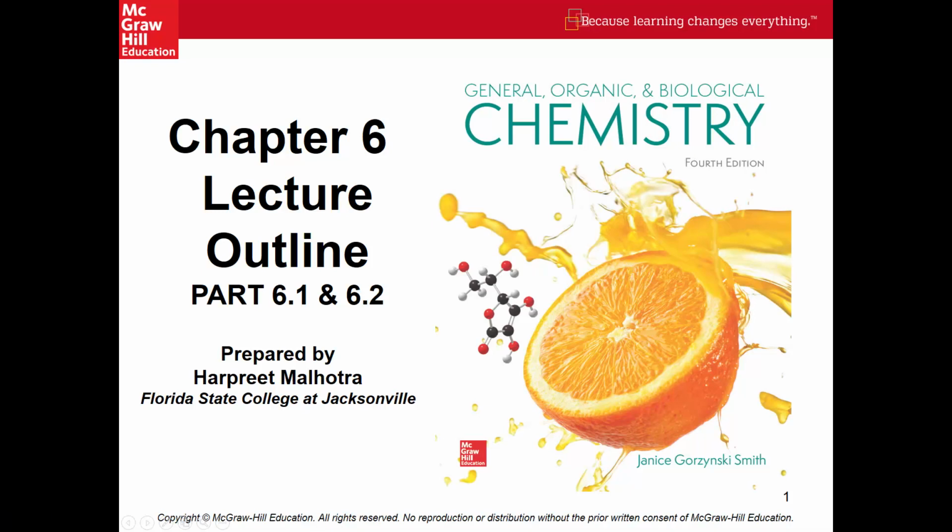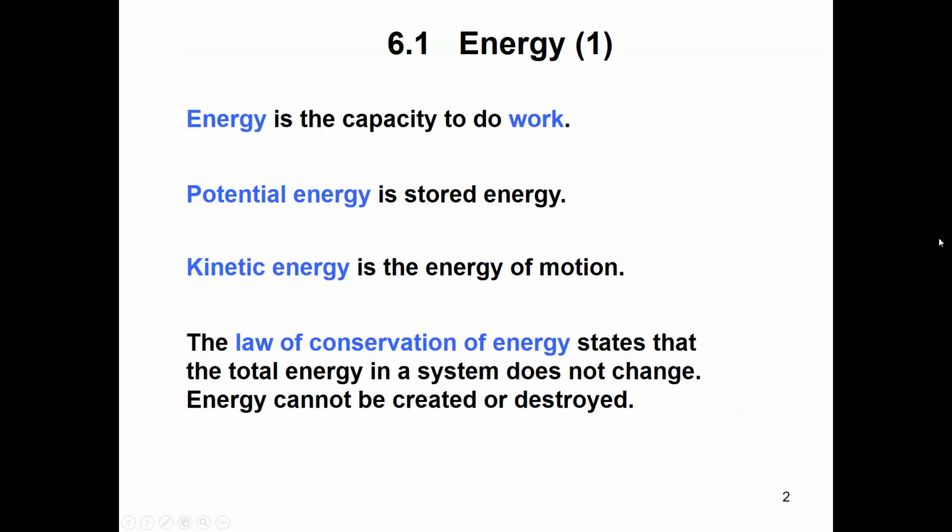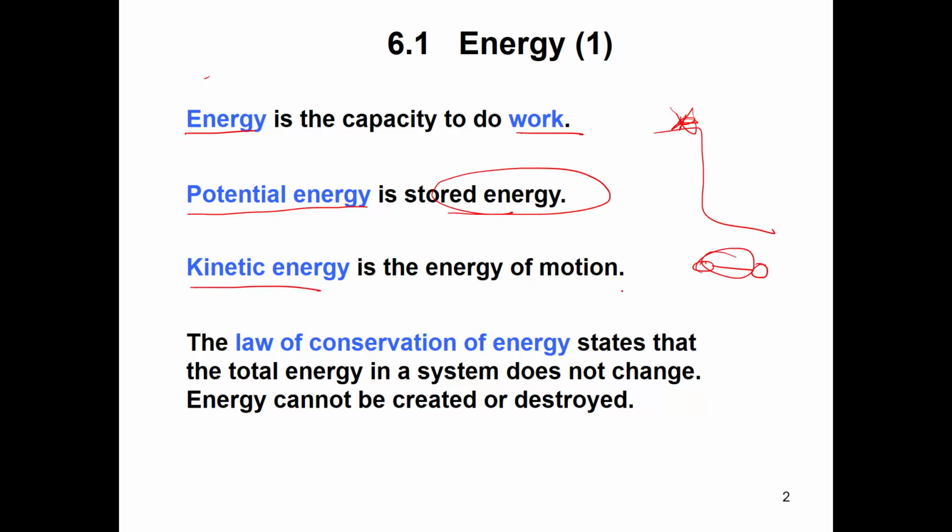In Chapter 6, we're going to look at some of the energy considerations in chemistry. So first we're going to define a few things. Energy is the capacity to do work. Potential energy is energy that's stored somehow, whether it's stored at the top of a hill or stored in chemical bonds. Kinetic energy is energy in motion, like a bowling ball rolling down a hill, or a broken chemical bond, which is releasing that energy that had been stored.